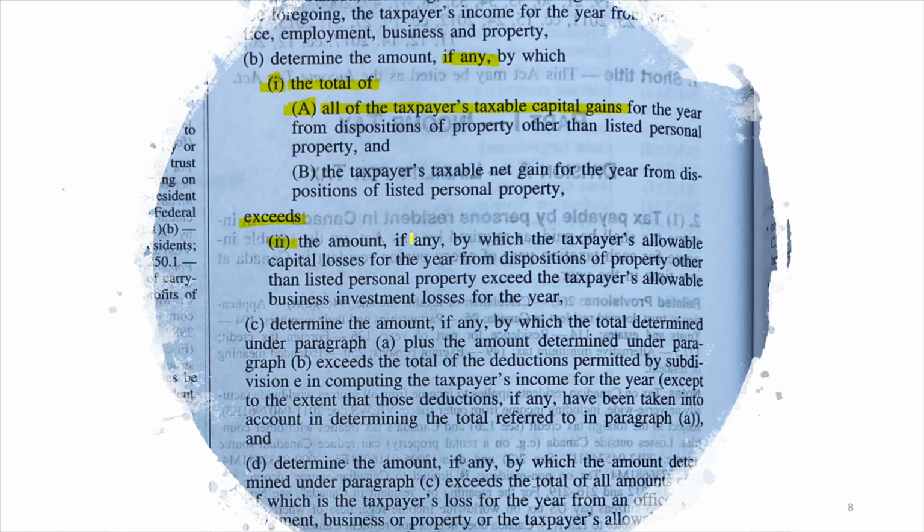Subparagraph 2. The amount, if any, by which the taxpayer's allowable capital losses for the year from the dispositions of property other than listed personal property exceed the taxpayer's allowable business investment loss for the year. We're going to ignore allowable business investment loss for now as well. 3B is essentially saying determine the amount, if any, by which the total of our taxable capital gains exceed our allowable capital losses.